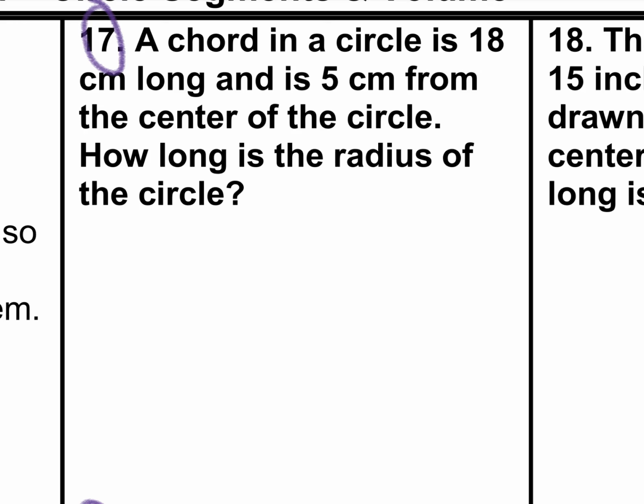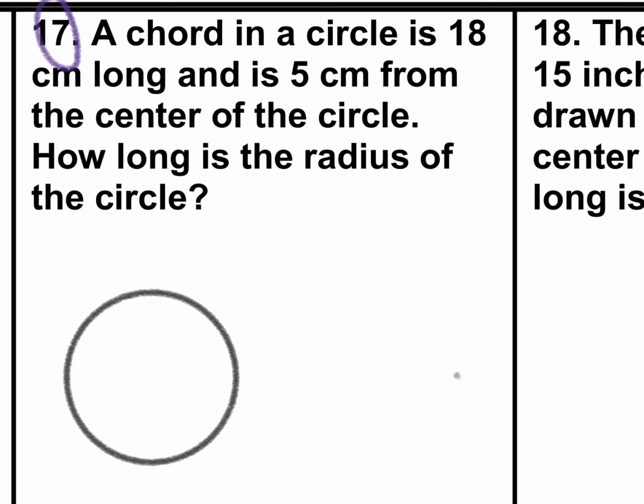This problem is a word problem, so we've got to take a second to read it here. It says a chord in a circle is 18 centimeters long. So real quick, let's draw ourselves a nice circle here. In this circle, we have a chord that is 18 centimeters long. So let's write 18 right there. Mark the center of our circle, say it's about there. And it says this chord is 5 centimeters from the center of the circle. So this line, let's do in a different color, is 5 centimeters from the center of the circle. How long is the radius of the circle?